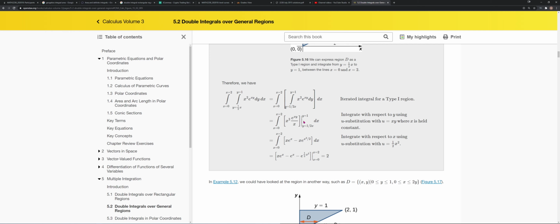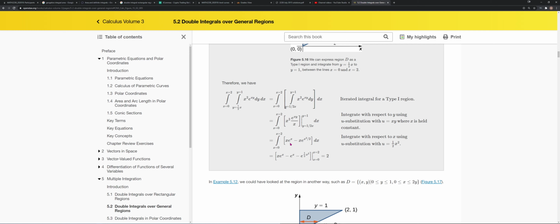Once you have that, you put in your values, y equals 1 and y equals half x. When I put y equals 1, I get e to the x, and the x will cancel with the x squared, so I get x e to the x. Then you put in y equals half x, and you're going to get e to the x squared on 2, and then the x, which cancels with the x squared, so you get x e to the x squared on 2.